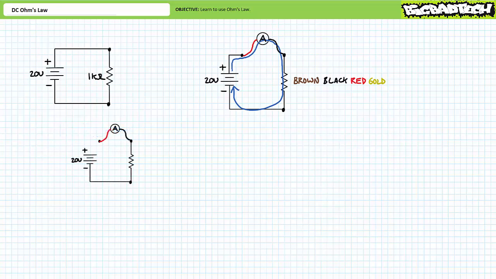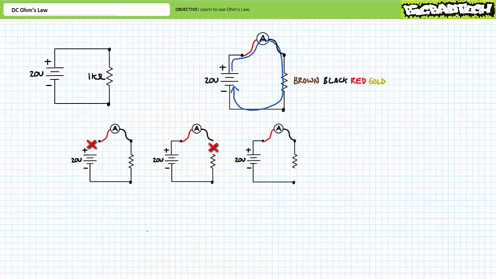Consider an open between the voltage source positive terminal and the ammeter indoor. Current won't flow because no circuit exists. Another possibility for an open exists between the ammeter outdoor and the resistor. Current again won't flow because no circuit exists. Another possibility for an open exists between the bottom of the resistor and the negative terminal of the voltage source.